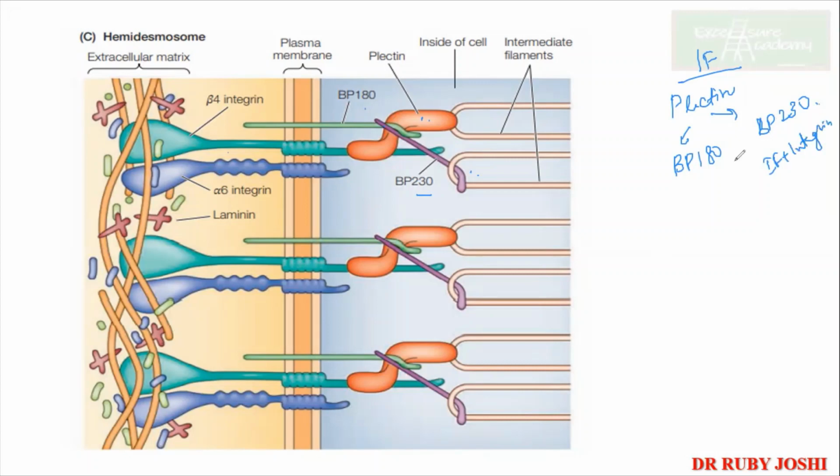Did you get it? What is BP180 doing? It is making connections with the plectin and anchoring it to the plasma membrane. BP180 has anchored the plectin. Where plectin is making connections with the integrins as well as the intermediate filaments with the help of your BP230. Did you get it? And then we have got the integrins beta 4, alpha 6, integrins present in the extracellular matrix, which are in connection with the other components present over there.